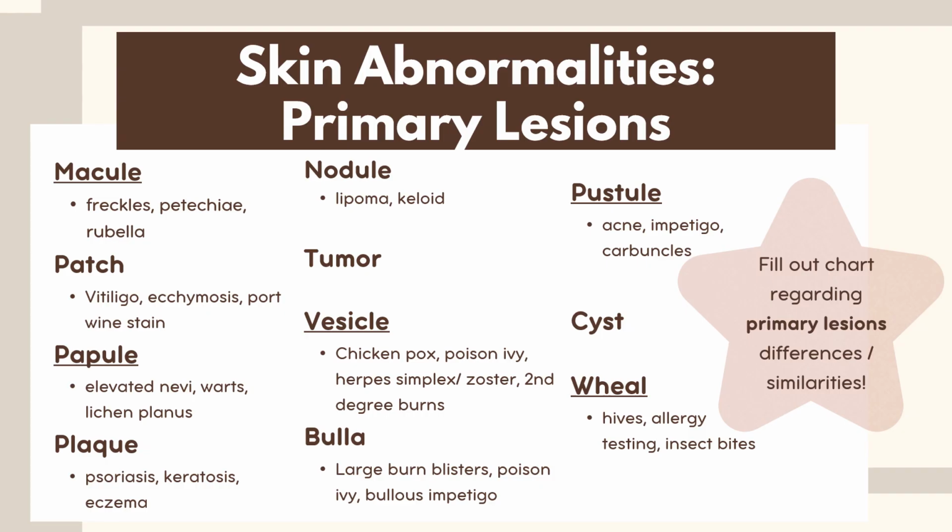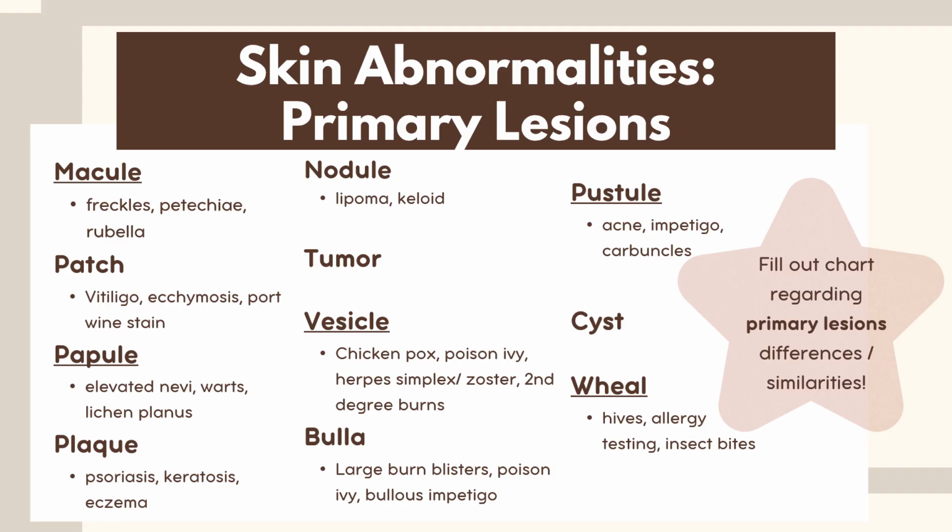Then you have a vesicle. So vesicles are going to be circumscribed, elevated, palpable masses, but they're going to contain fluid, or serous fluid. Vesicles are typically less than 1/2 centimeter. So think of poison ivy, second-degree burns, varicella, herpes simplex, zoster. Then you have a bulla. A bulla is similar to a vesicle, but they are greater than 1/2 centimeter. So this is like contact dermatitis, poison ivy. If it is larger than that 1/2 centimeter, then it would be a bulla, and potentially impetigo.